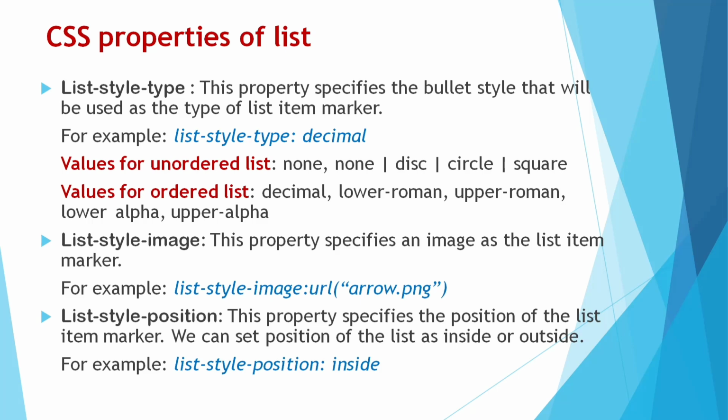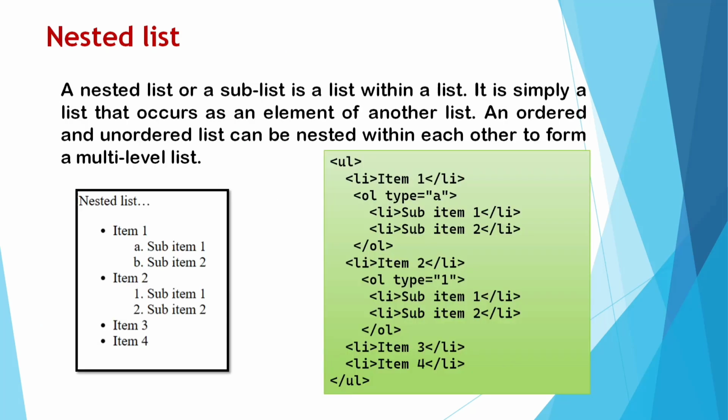List-style-image: suppose you want to add your own customized image as a list marker. At that moment you can use list-style-image. The format is list-style-image colon url. Inside url you will write the picture name. List-style-position: by writing this command we can decide where the list marker is displayed, inside or outside. We will do this practically after the explanation.